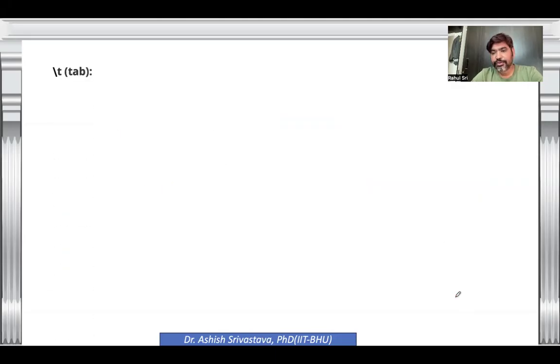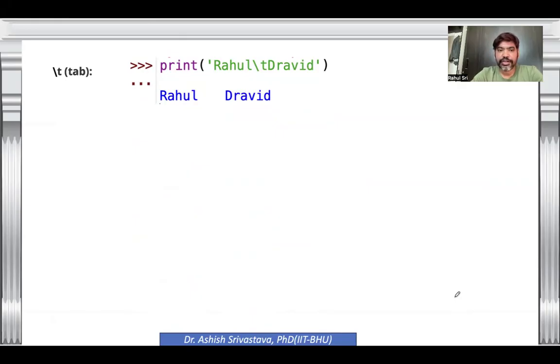Now slash t. The function of slash n we have understood. Now what does this slash t do? It introduces a tab. Whenever Python encounters this slash t, it will introduce a tab there. For example, I have written Rahul slash t Dravid. By the time the backslash t is encountered by Python, it introduces a tab over here. You can see the tab between Rahul and Dravid. A tab has been activated. That is the function of the slash t.